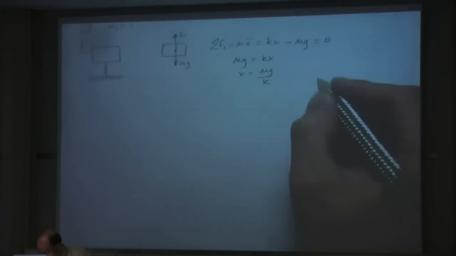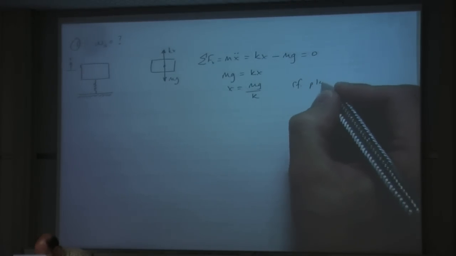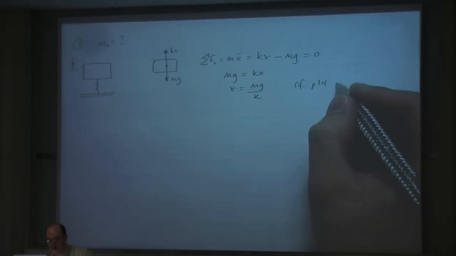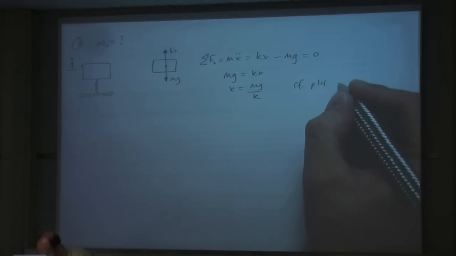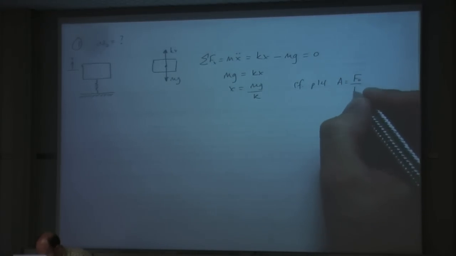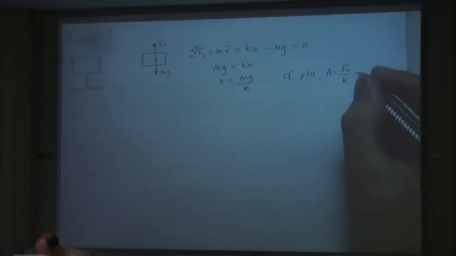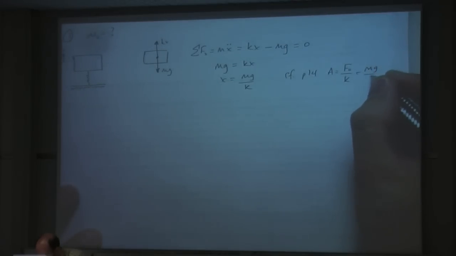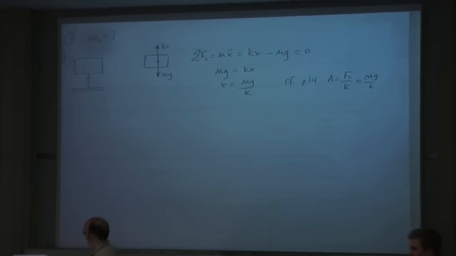Now you'll notice on page 14 in the notes, we said that when omega approaches 0, so there's no oscillation, the amplitude of the oscillation was f0 divided by k. Well, here f0 is simply the weight of the machine. So it's exactly the same thing.